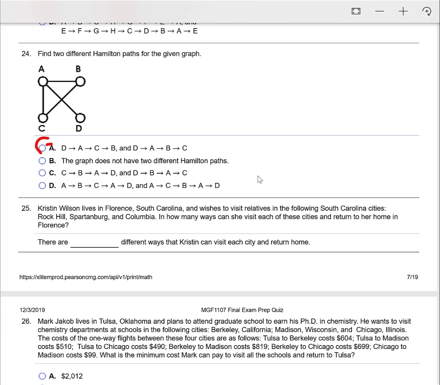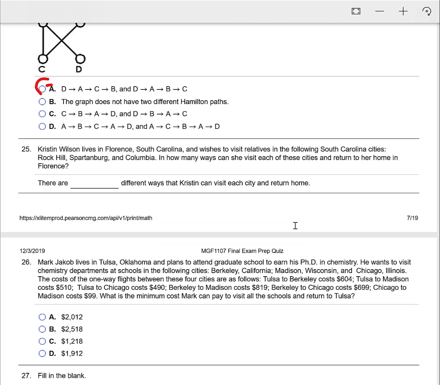Number 25, we've got Kristen living in Florence, and she wants to visit relatives in 3 other cities. How many ways can she do that? If you remember, this has n equals 4, and the number of Hamilton circuits was (n minus 1) factorial. In this case, that will be 3 factorial, which works out to be 6. So there are 6 different ways that she could do that.